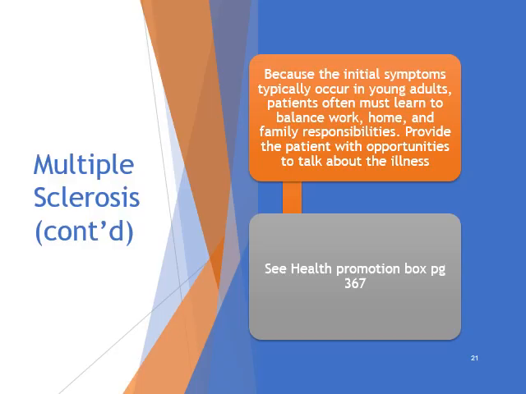All right, so this is just another reminder. I just talked about the health promotion box on page 387. I just read that to you. So because the initial symptoms typically occur in young adults, patients, I'm repeating it again, aren't I? That must be important. Patients often must learn to balance work, home, and family responsibilities. Provide the patient with opportunities to talk about their illness.